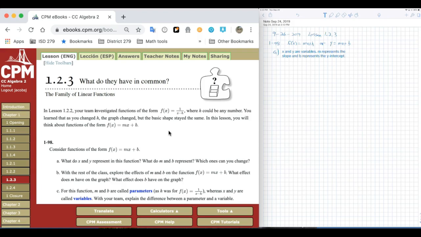In lesson 1.2.2, your team investigated functions of the form f of x equals 1 over x minus h, where h could be any number. You learned that as you changed h, the graph changed, but the basic shape stayed the same. In this lesson, you will think about functions of the form f of x equals mx plus b.